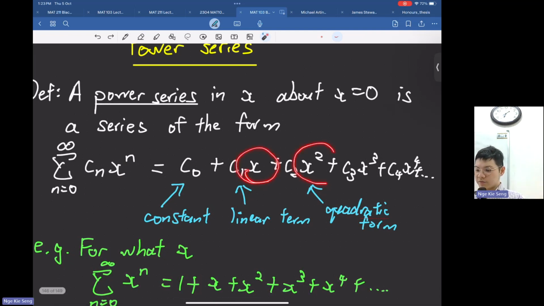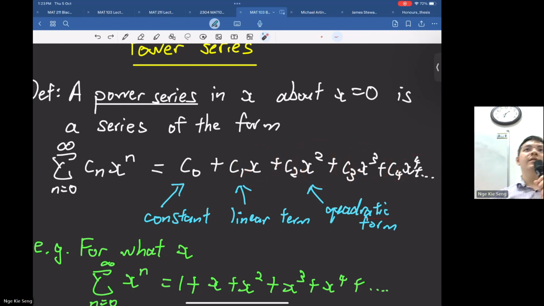I think this should remind you a bit of linear algebra. What do I mean by linear algebra here? So 1, x, x squared, x cubed, x to the 4 are linearly independent. So they form a basis. They span the polynomial functions in x.